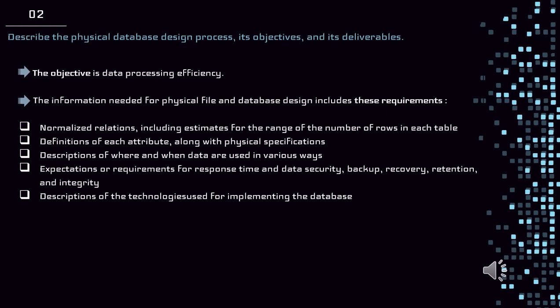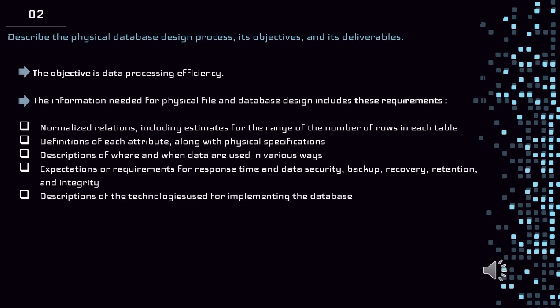The second learning objective is to describe the physical database design process, its objective and its deliverables. The objective of designing physical files is data processing efficiency. Designing physical files and databases requires certain information that should have been collected and produced during prior system development phases. The information needed for physical file and database design includes these requirements.